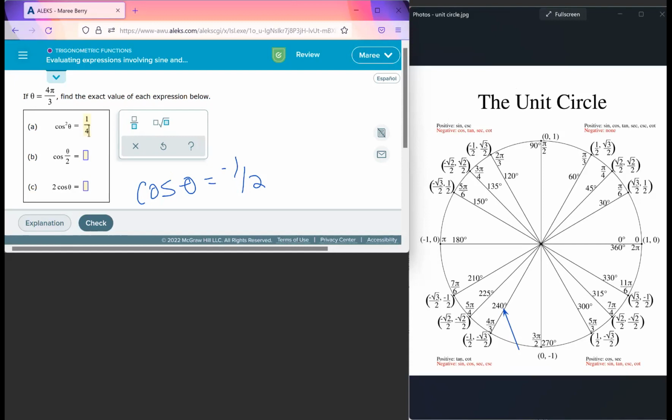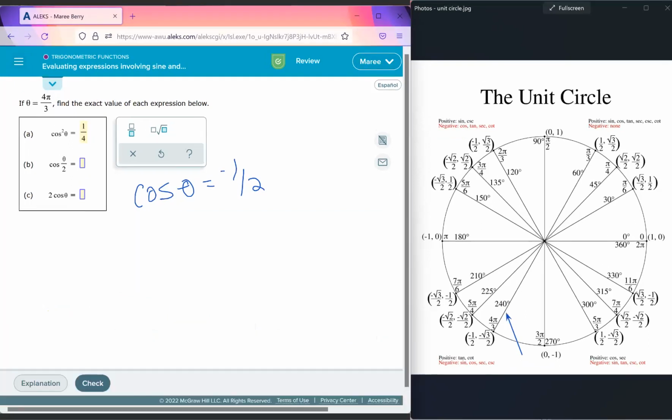Okay, so we want cosine of theta divided by 2. So we need to take our 4 pi thirds and divide by 2, which means we're going to do 4 pi thirds times 1/2, or 4 pi sixths. So we go and find our 4 pi sixths. Let's see, where is that? 4 pi sixths is the same as 2 pi thirds. There we go, right here. And the cosine is negative 1/2. And so we'll just type in negative 1/2.